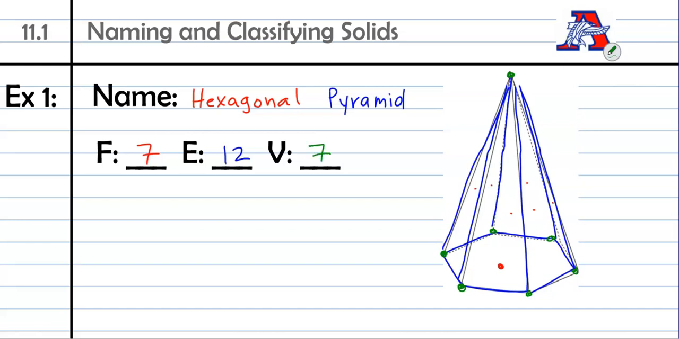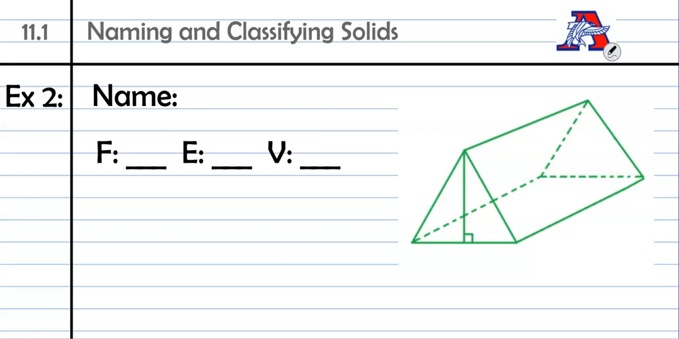Now we can use Euler's formula to check our work. Okay, so remember how that works? Euler's formula says faces plus vertices minus 2 should be equal to edges. So if we check our work, faces is 7, vertices is 7, minus 2 equals 12. Is that true? Yes. 7 plus 7 is 14, minus 2 is 12. So we got it right. All right, and then one final example here.